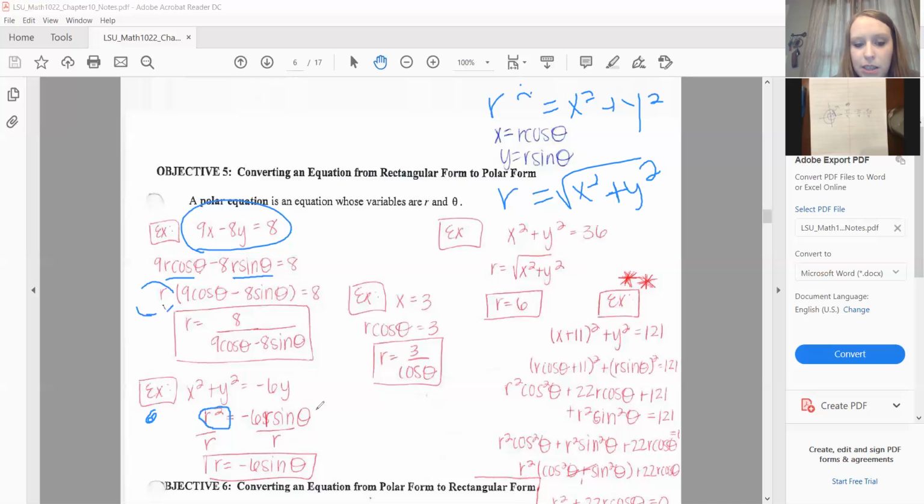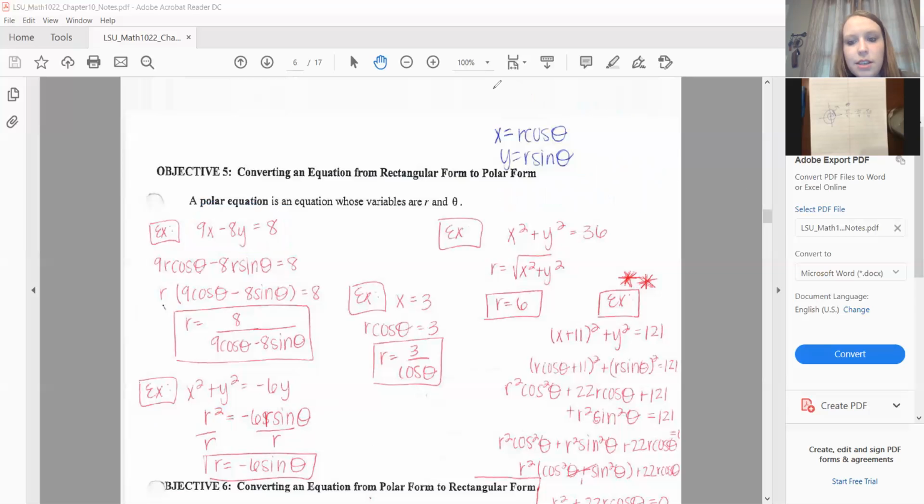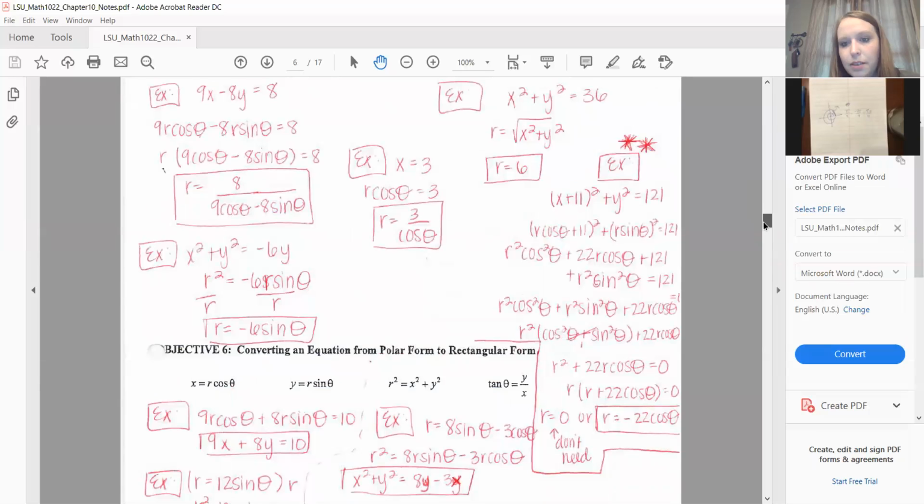y is r times sine theta. I have to get rid of this r right here, so divide by r on both sides. 2 of them divided by 1 of them is 1. And then I have negative 6 sine theta. So your goal is pretty much to get r by itself. Let's clear all of this and do this last one that's starred, because I came back and saw a harder one. I wrote it on there.